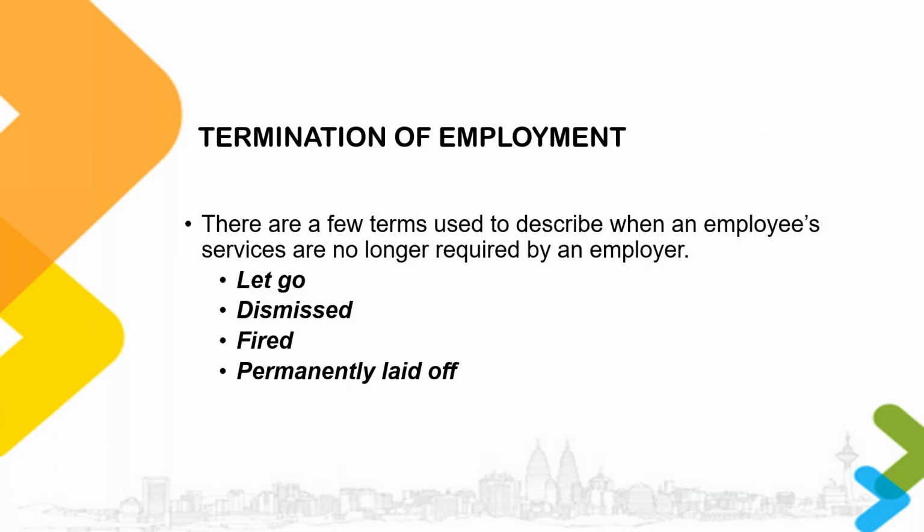Termination of employment. A number of expressions are commonly used to describe situations when employment is terminated. These include let go, discharged, dismissed, fired, and permanently laid off. Under the ESA, a person's employment is terminated if the employer dismisses or stops employing an employee, including where an employee is no longer employed due to bankruptcy or insolvency of the employer, constructively dismisses an employee and the employee resigns in response within a reasonable time, or lays off an employee for a period that is longer than a temporary layoff.